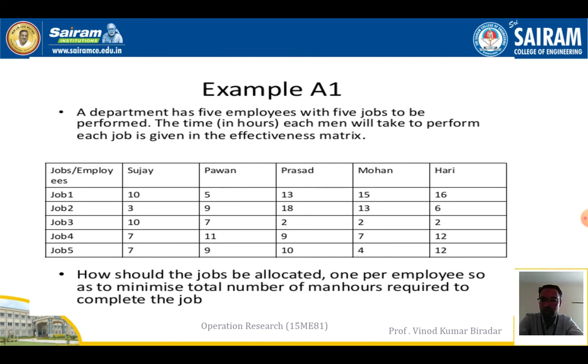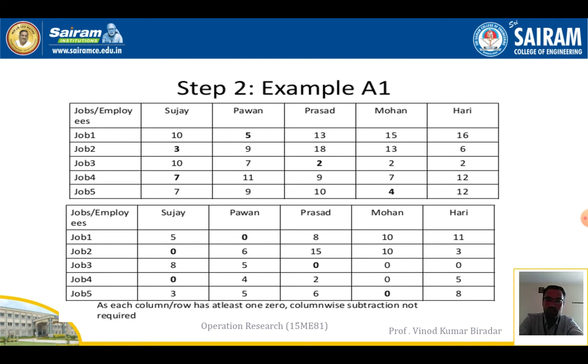Here they have given job 1, job 2, job 3, job 4, job 5, and the workers or employees are Sujay, Pawan, Prasad, Mohan and Hari. The first step in the Hungarian method is row reduction. Find the minimum value from each row and subtract that value from the remaining elements.